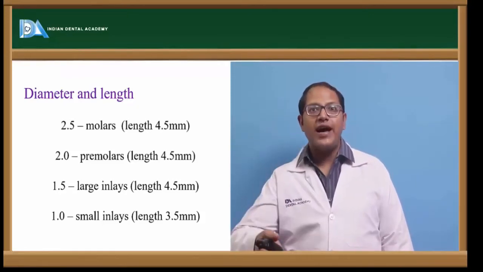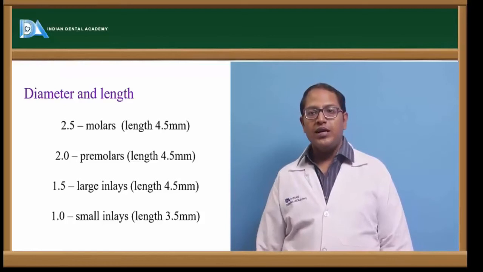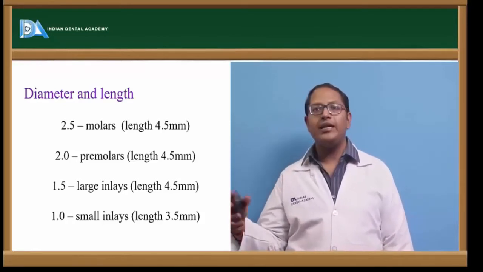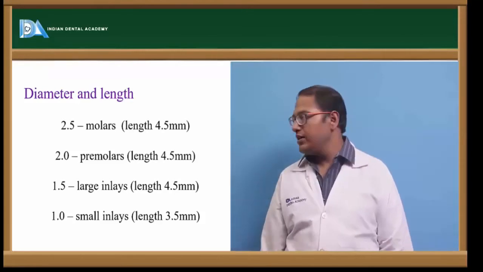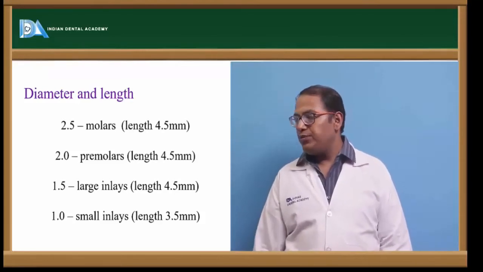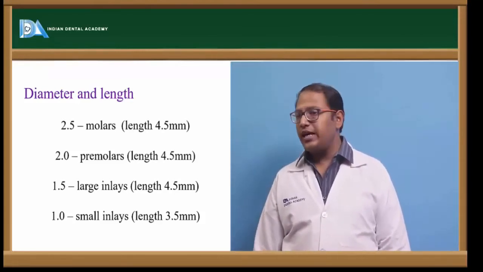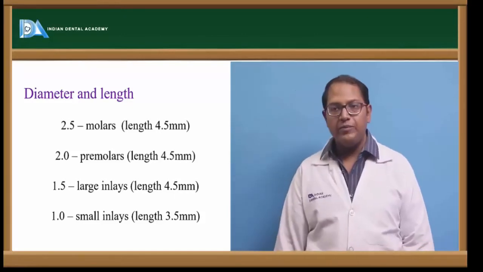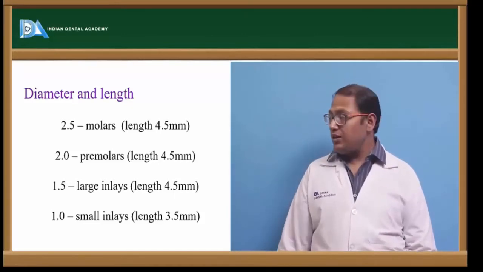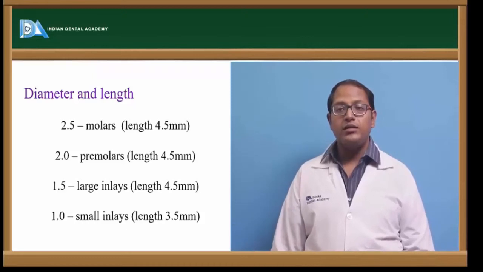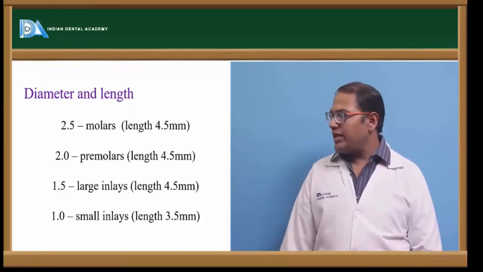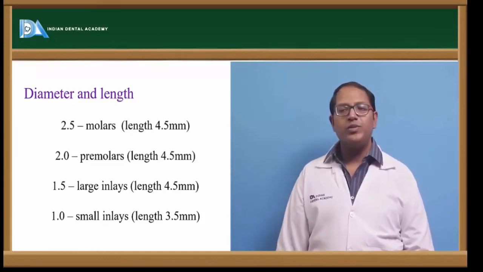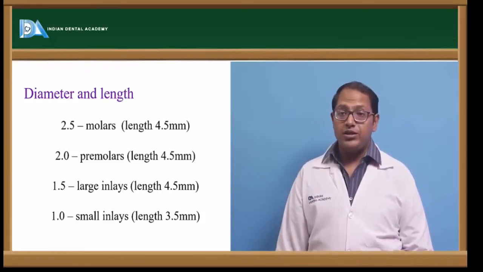The larger the wax, the more metal will go. So the more the diameter, like in molars, the sprue diameter should be more, 2.5, and the length is 4.5. Premolars around 2, whereas length should be 4.5 again. For large inlays, you again keep the length at 4.5, and 1.5 diameter is fine. For small inlays, 1 millimeter diameter is fine, and length should be around 3.5 millimeters.